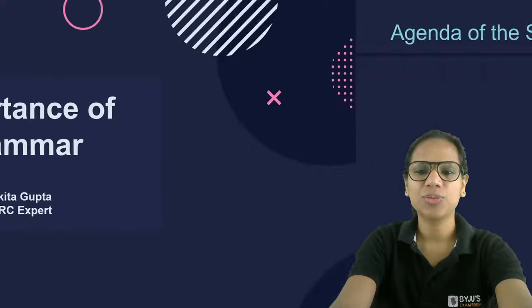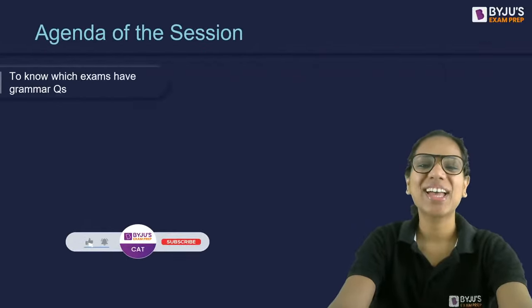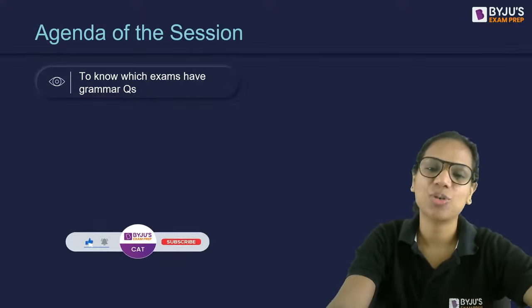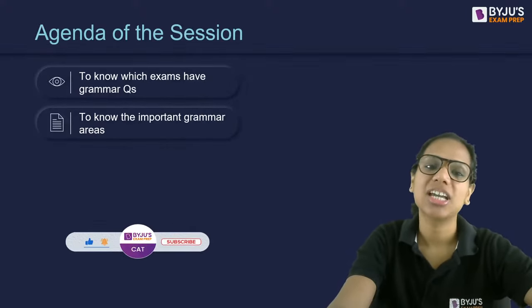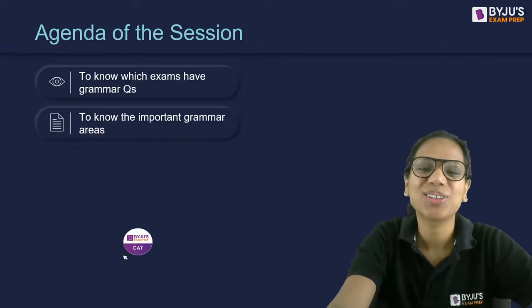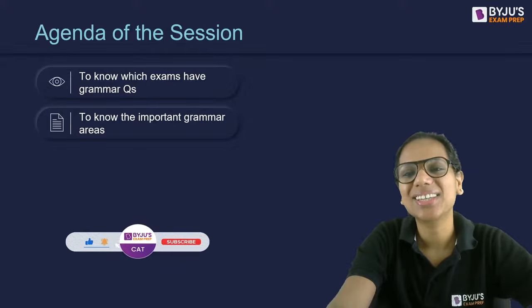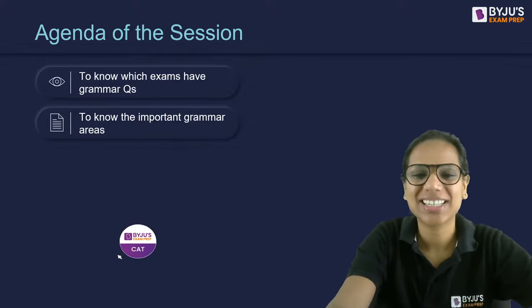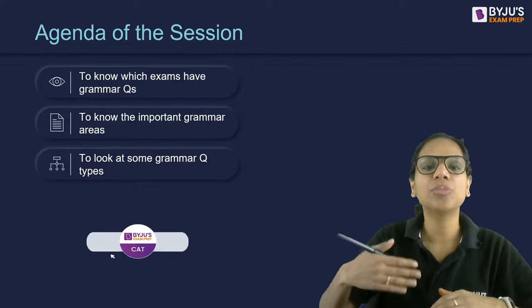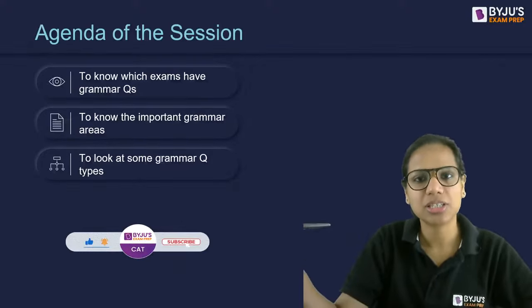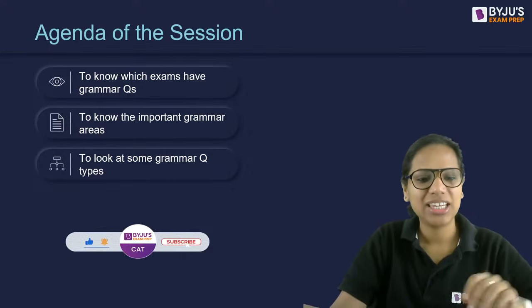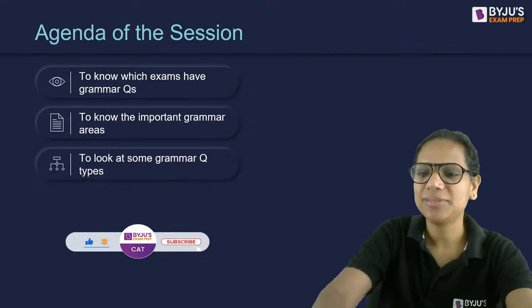Let's talk about what we are going to talk about. The agenda of the session is that we are going to look at which exams ask grammar questions, what types of questions are asked, and which areas are important. Students often ask this, although subconsciously I think you know the answer already. But yes, we will discuss the important grammar areas. And of course, we are going to look at some question types, some questions themselves, so as to see in what all ways you can be questioned on grammar. So this is our agenda for the day.